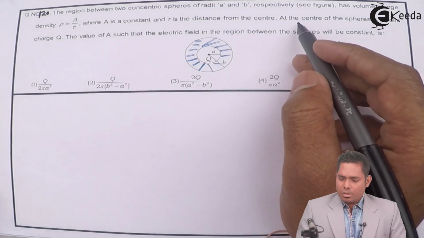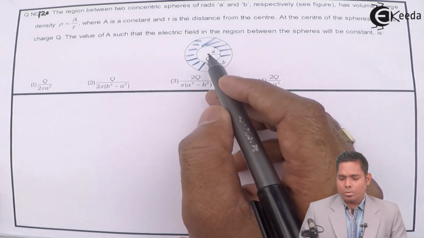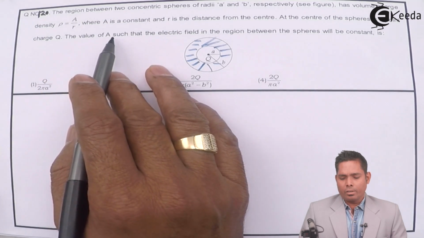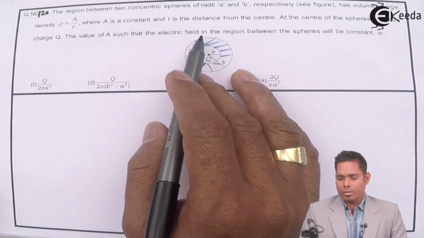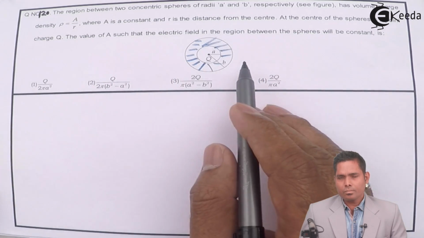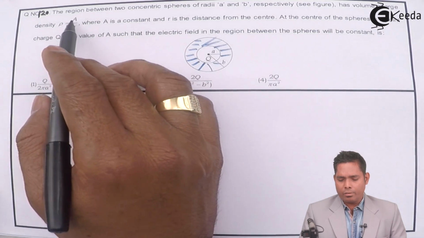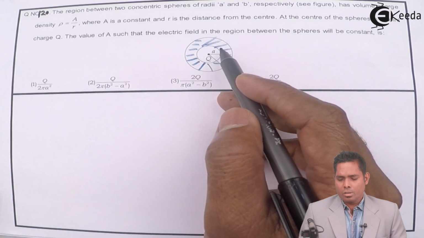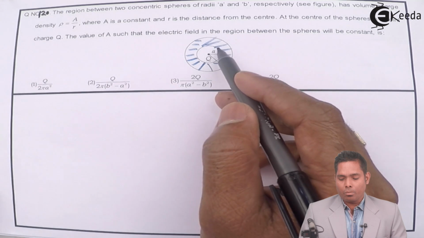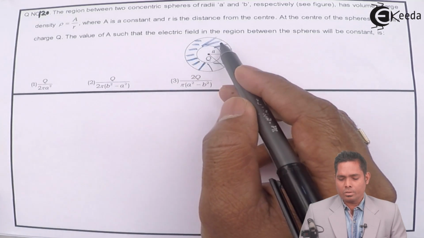Now the question is, at the center of the spheres there is a point charge Q. The value of A such that the electric field in the region between the spheres will be constant is. That means what value of A you should choose here, find the value of this A for which the electric field inside is constant. As we move from A here to here, everywhere the electric field is constant or same.